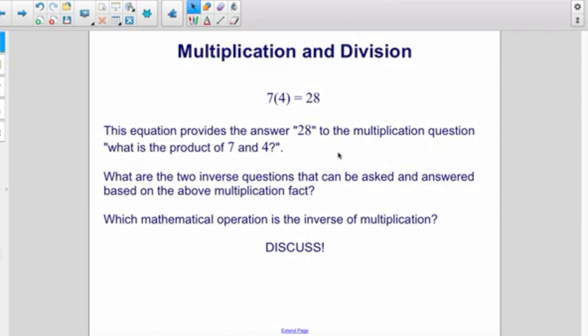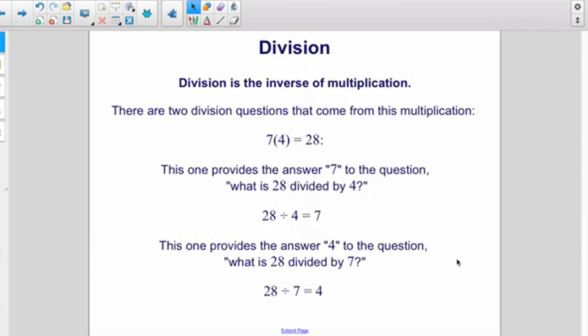Which mathematical operation is the inverse of multiplication? Discuss. Division is the inverse of multiplication. There are two division questions that come from this multiplication.